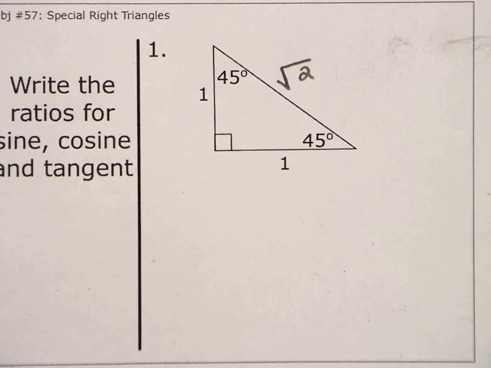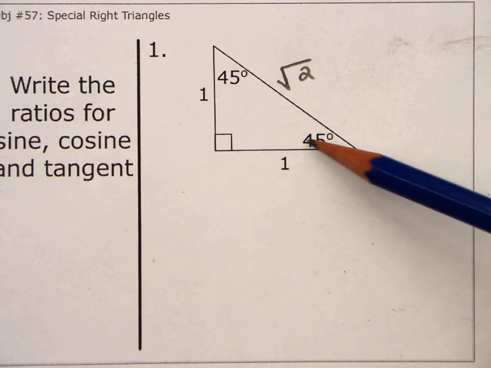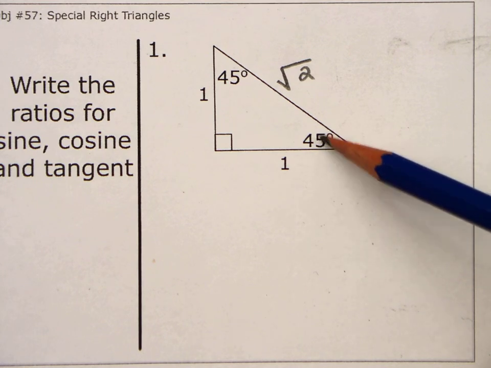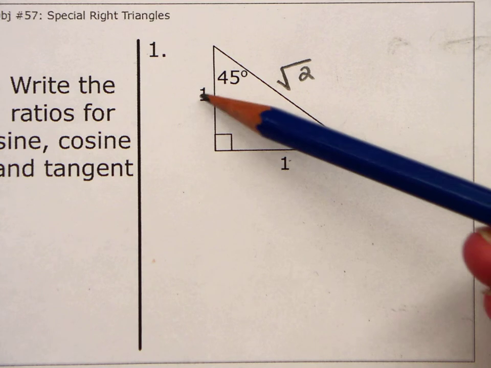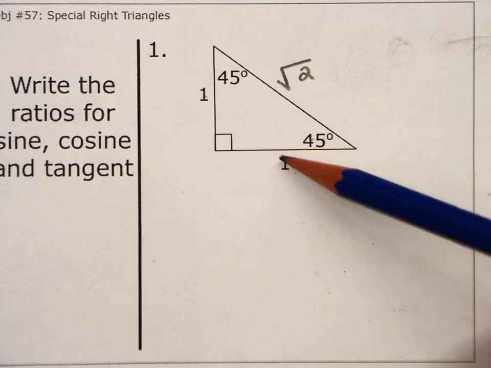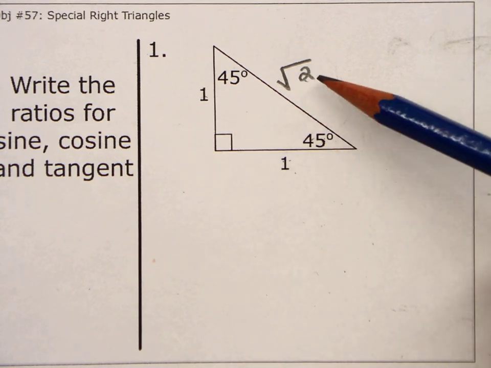It's a right triangle, and look, what's the deal with the angles? They're the same. So this is your isosceles right triangle. Remember, when you have an isosceles triangle, two angles are the same, so 45, 45. If we make both of these sides 1 and use the Pythagorean theorem, you get radical 2.